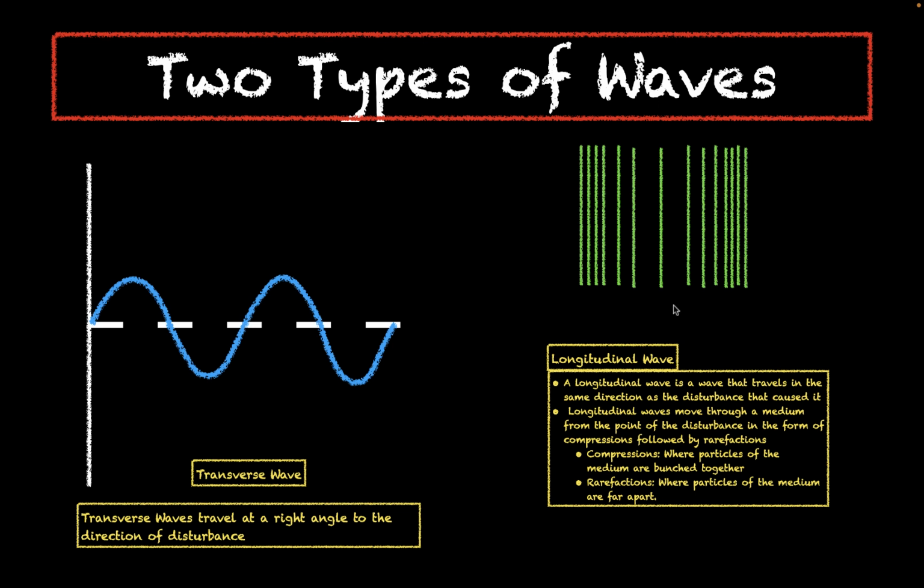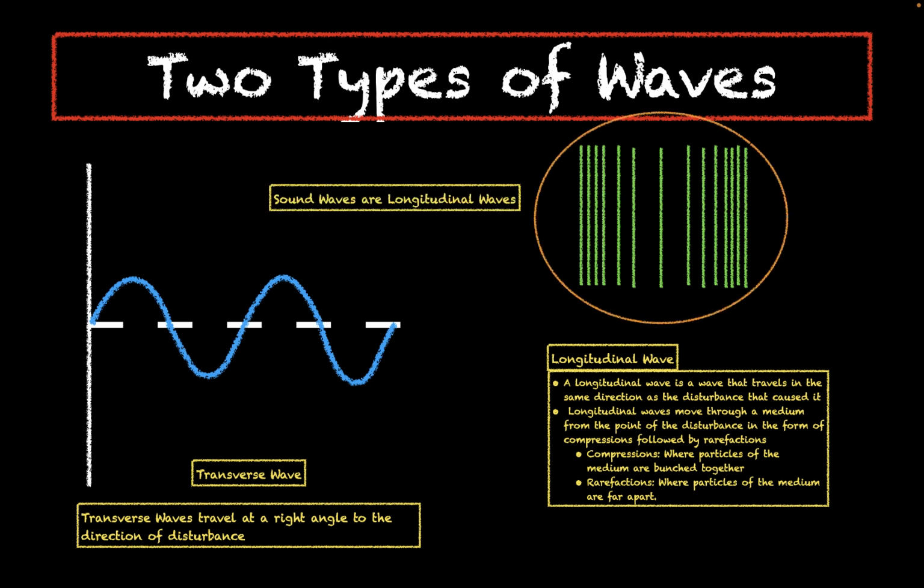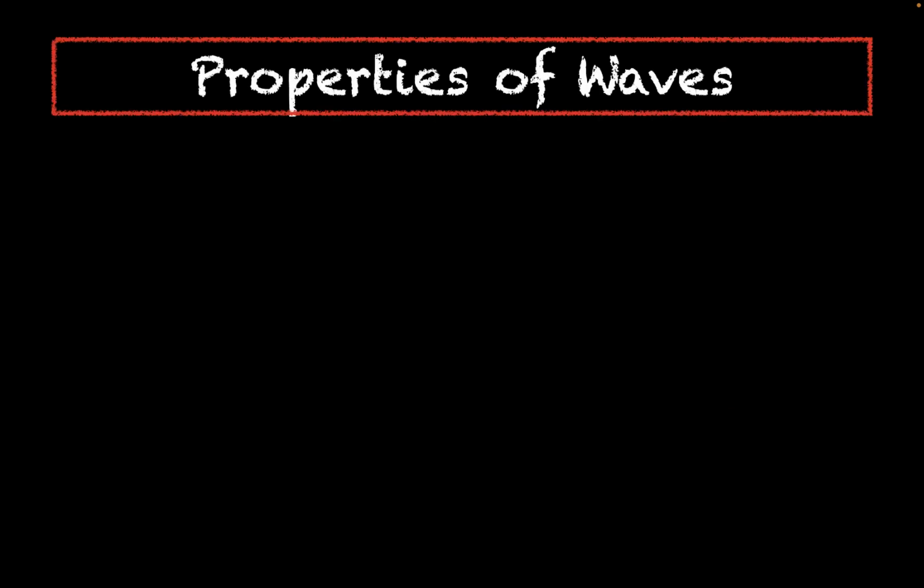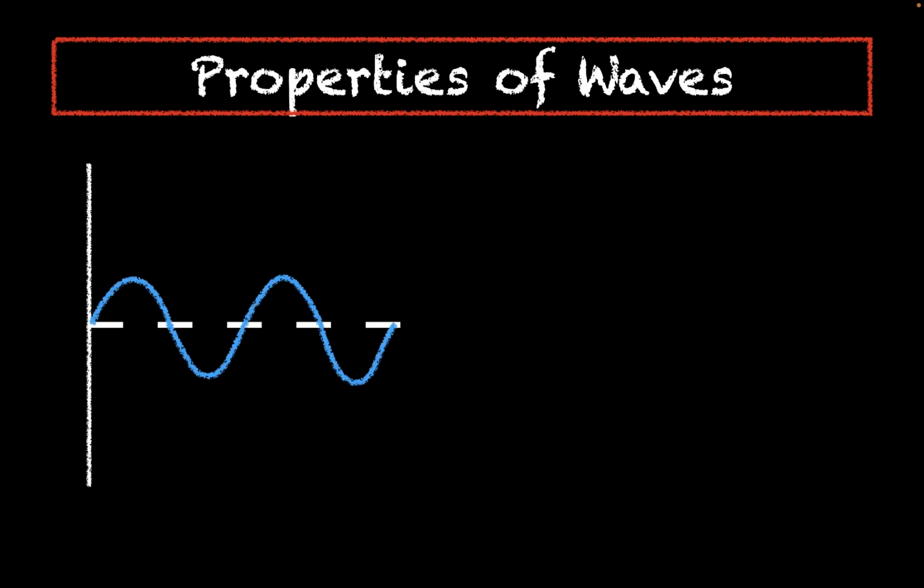So which of these two waves do you think is a sound wave? Is it a transverse wave or a longitudinal wave? Well, sound waves are longitudinal waves. So now that we know the type of wave that sound waves are, let's talk about the properties of waves. And what we're going to do is use a transverse wave as a model just because it's a little easier to visualize.